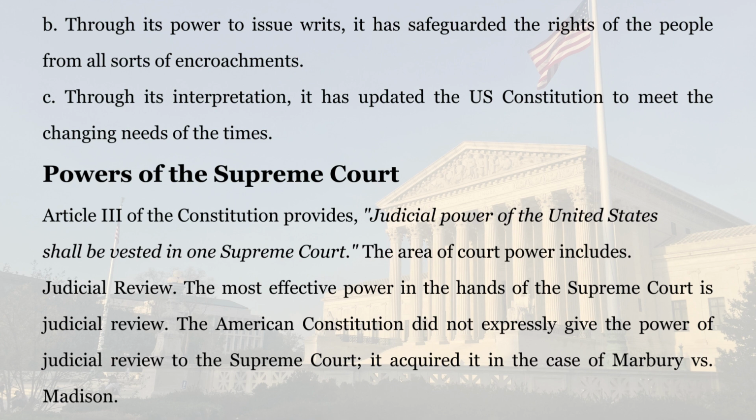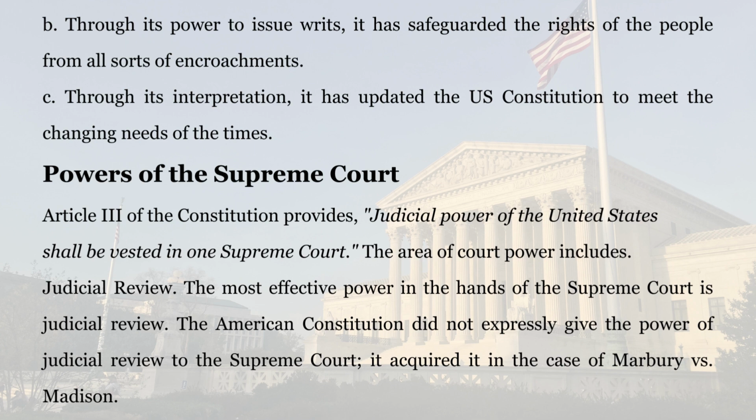Powers of the Supreme Court. Article 3 of the Constitution provides, judicial power of the United States shall be vested in 1 Supreme Court. The area of court power includes judicial review. The most effective power in the hands of the Supreme Court is judicial review.